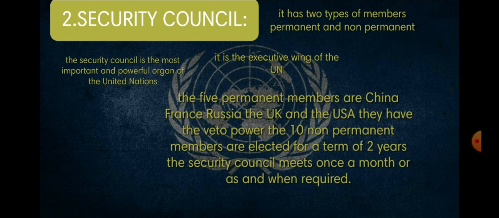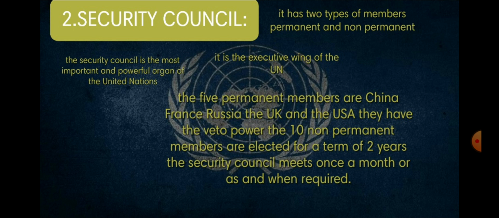Okay. Now the Security Council is the most important and powerful organ of the United Nations. It is the executive wing of the UN. Now, the 5 permanent members are China, France, Russia, UK, and the USA. These 5 names you have to learn, that what are the 5 permanent powers or the 5 permanent members. So they are China, France, Russia, UK, and USA.